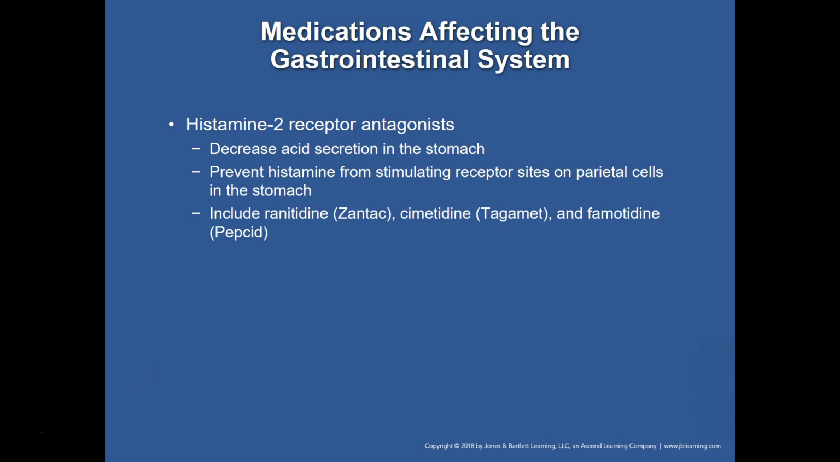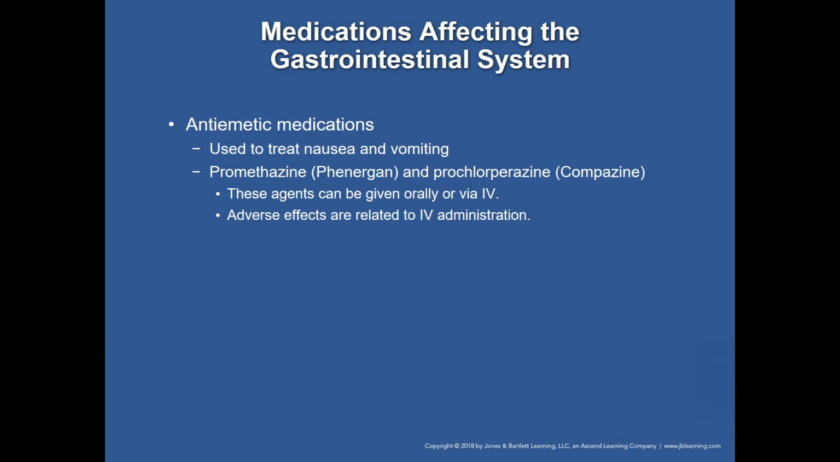GI system: there are histamine 2 receptor antagonists that decrease the acid secretion in the stomach. That is Pepcid. Pepcid is a histamine 2 blocker. It prevents histamine from stimulating receptor sites in the parietal cells of the stomach. Zantac, Tagamet, Pepcid, they're all histamine 2 blockers. Those were the early ones that they came out with. It used to be Tums or Rolaids, and then we came out with the histamine 2 blockers, and now we have some proton pump inhibitors that work really well too.